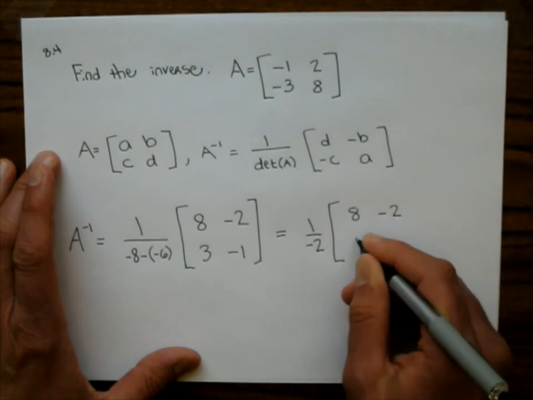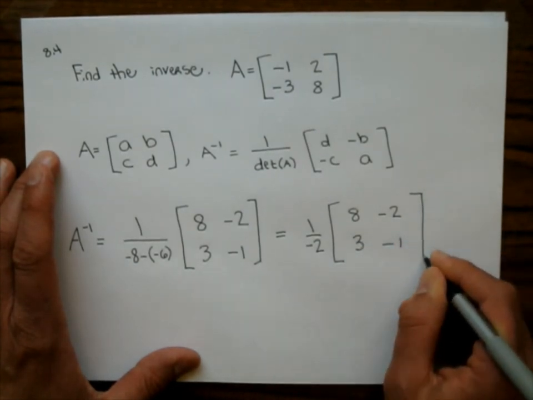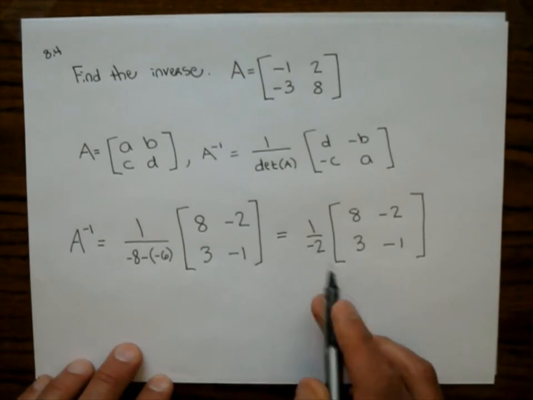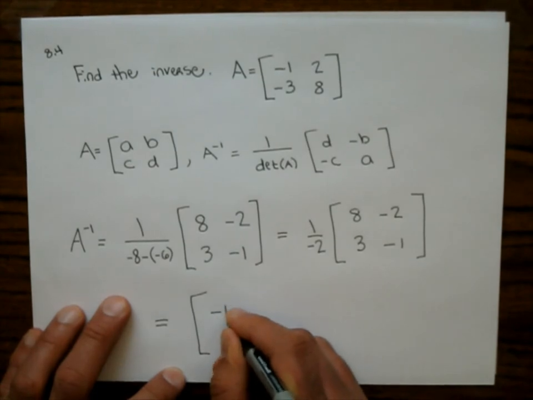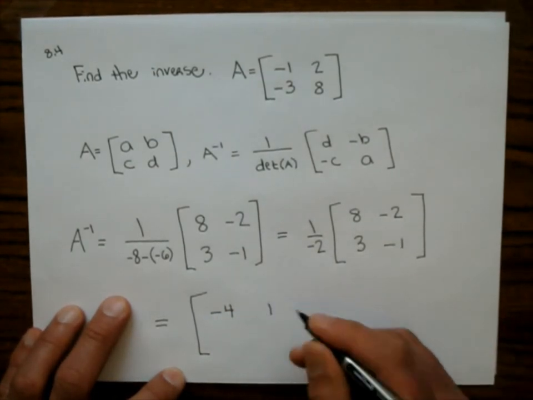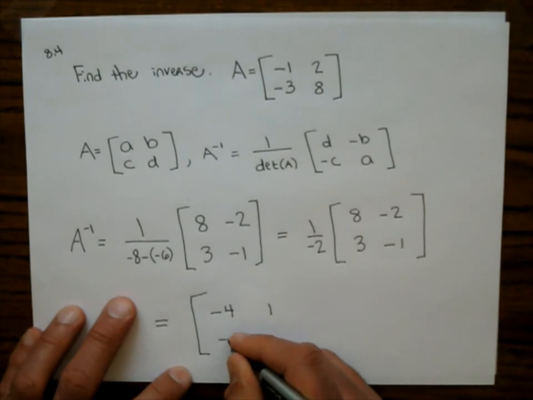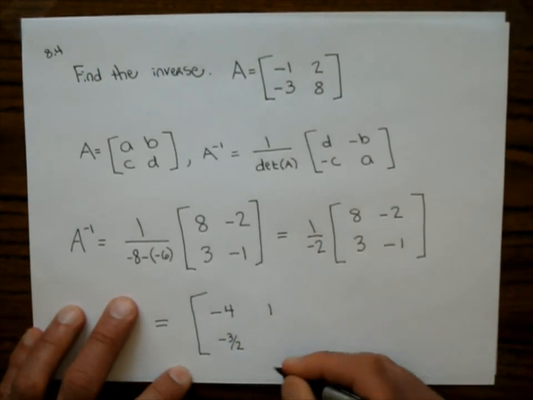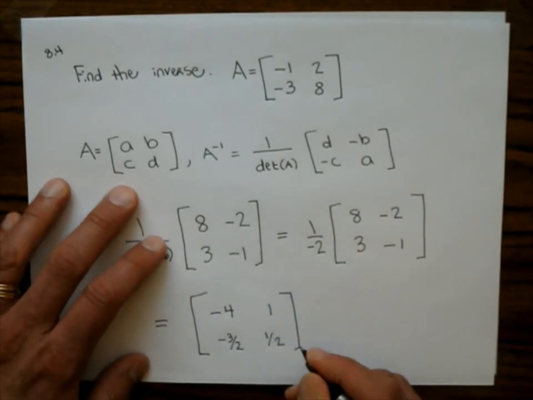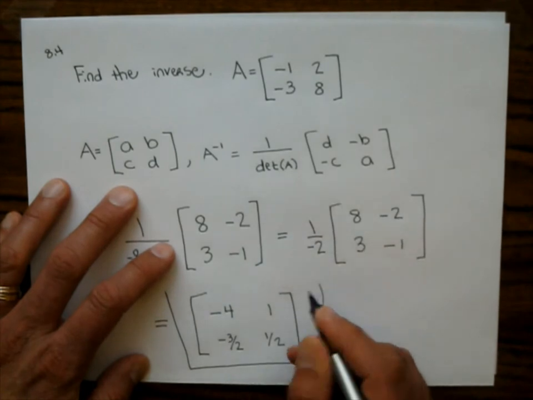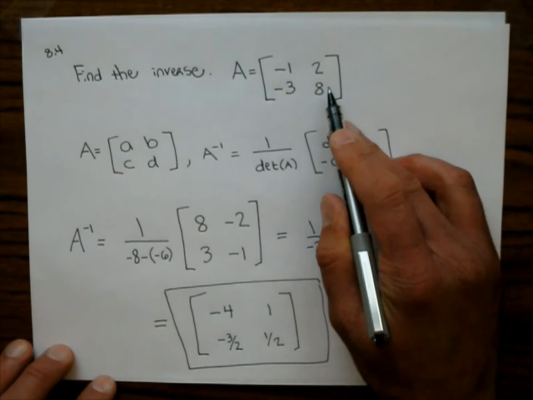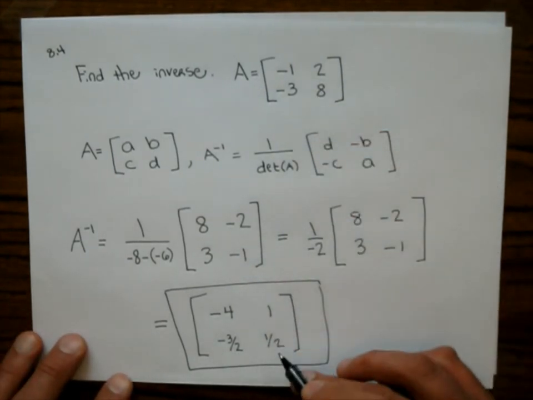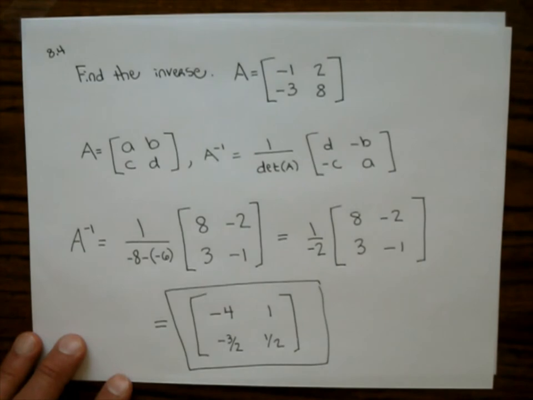And when we write our inverse matrix, we want to write it all as one matrix. We don't want to have this negative 1 half hanging on the outside. So look what we have here. We have negative 4, positive 1, negative 3 halves, and then a positive 1 half. And that is the inverse matrix. And what does this mean? Well, you don't have to care, but it means that this matrix times the original matrix, when multiplied together, will give me the identity matrix, which is 1, 0, 0, 1.